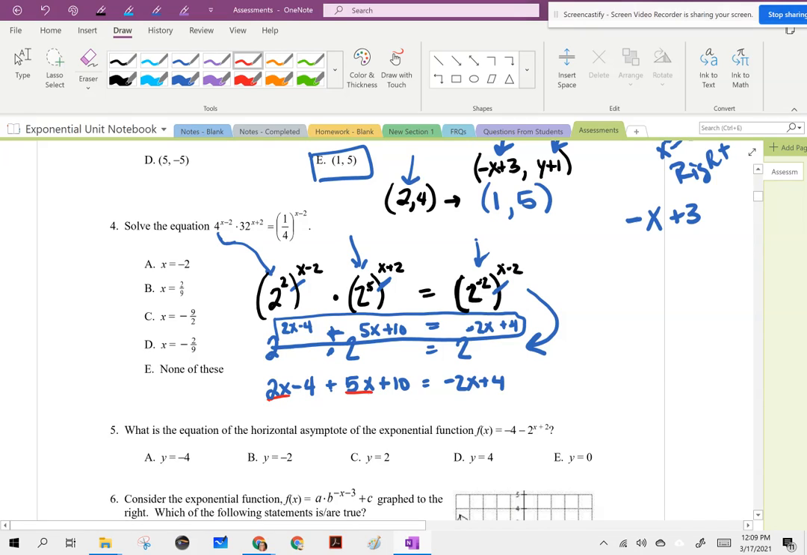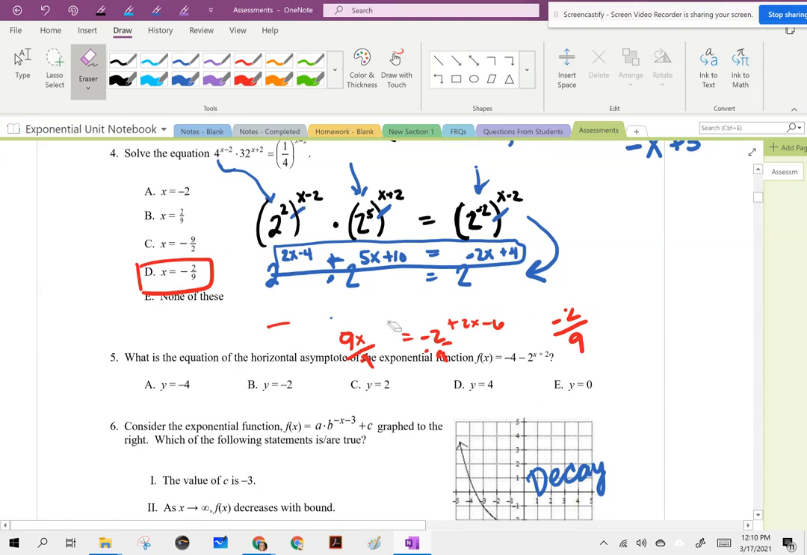So I've got 2x and 5x is 7x. Again, I'm just combining like terms. I'm going to add the 2x over here to this side, so it's going to make it 9x. And then I'm going to subtract the 6 that I just said was there. So I'm going to subtract the 6. So I got 9x equals -2. Divide by 9. And I get -2/9. And so we can see that for number 4, the answer would be D.